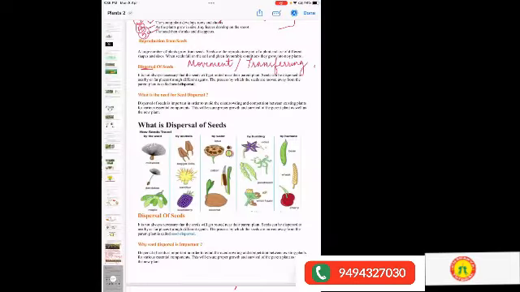So a large number of plants grow from seeds. We don't actually have the number, it's very, very huge numbers of plants that grow from seeds. Seeds are what? Very important. What are seeds? Seeds are the reproductive part of a plant, and they are of different shapes and sizes.